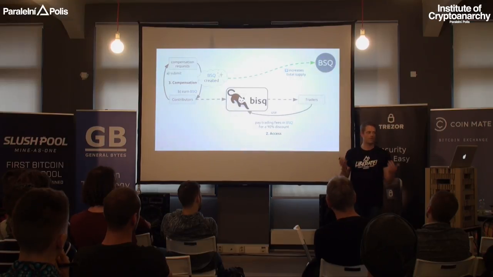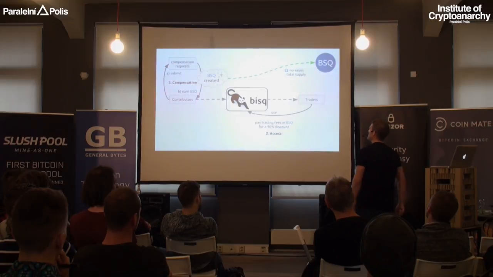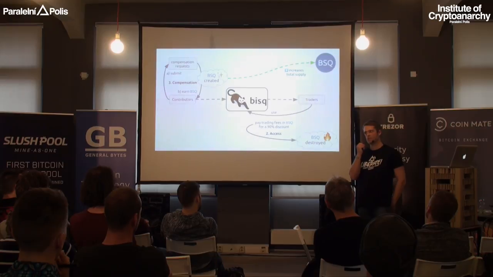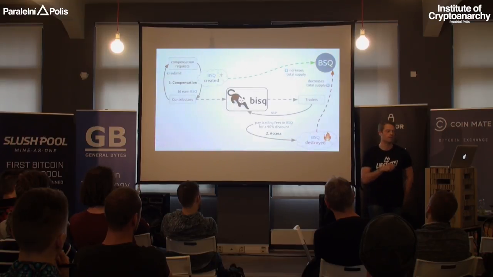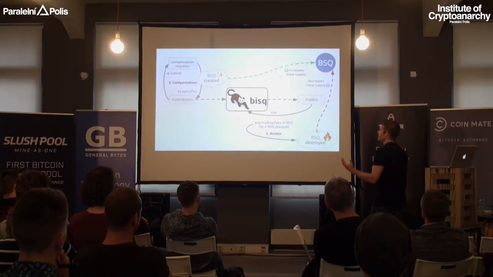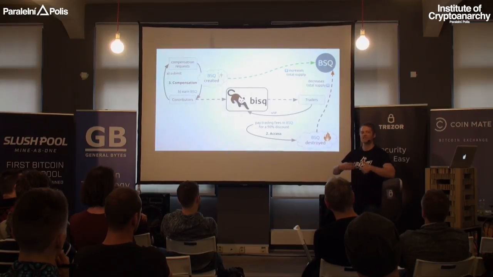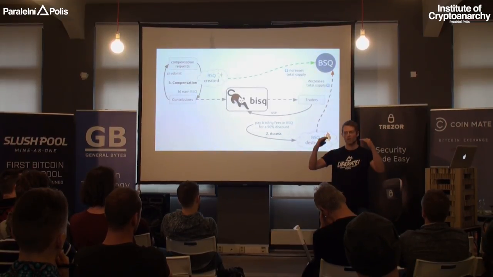Okay, this looks like a runaway train. This looks like a bad idea. We all understand inflation isn't so great, right, for the value of a token. Okay, well, what about those trading fees? On the other side, trading fees are actually destroyed, right? The BSQ that's paid in trading fees is burned, which of course has the effect of decreasing the total supply of BSQ over time. So this mechanism allows us to have a kind of monetary policy function within the DAO, right?